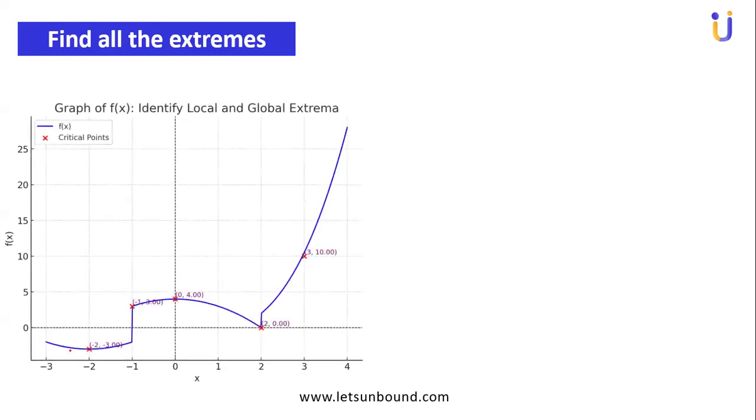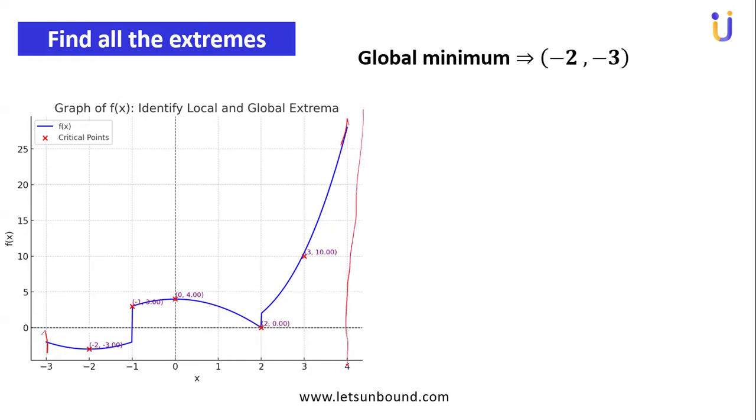Now, find all the extrema. Here a graph is given and the red crosses are critical points. We know that there are two kinds of extrema, local and global, or we can say relative or absolute also. First, let's go with global. The global minimum is at minus 2, 3. So overall, this is the graph you're working with, from this to this, right? In this overall domain, if you draw a vertical line, what is the lowest point that can match your graph? This point, right? In the overall domain, it's minus 2, comma 3.